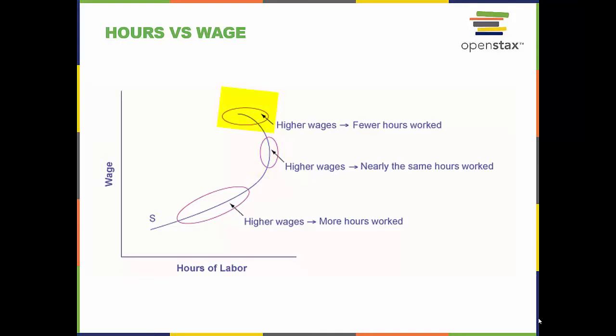The backward bending portion of the labor supply curve at the top shows that as wages increase over this range, the quantity of hours worked actually decreases. All three of these possibilities can be derived from how a change in wages causes movement in the labor-leisure budget constraint, thus different choices by different individuals.